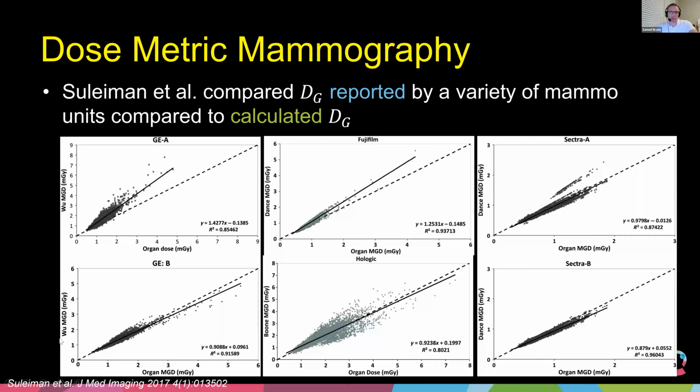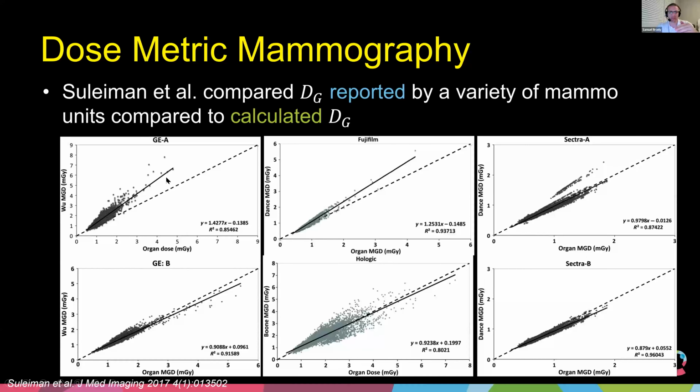GE uses the Wu method because, you know, Wu is only good for Molly-Molly, Molly-Rho, or Rho-Rho. And you can see for two different types of GE scanners, one is very accurate and one is an overestimate. The system overestimates.